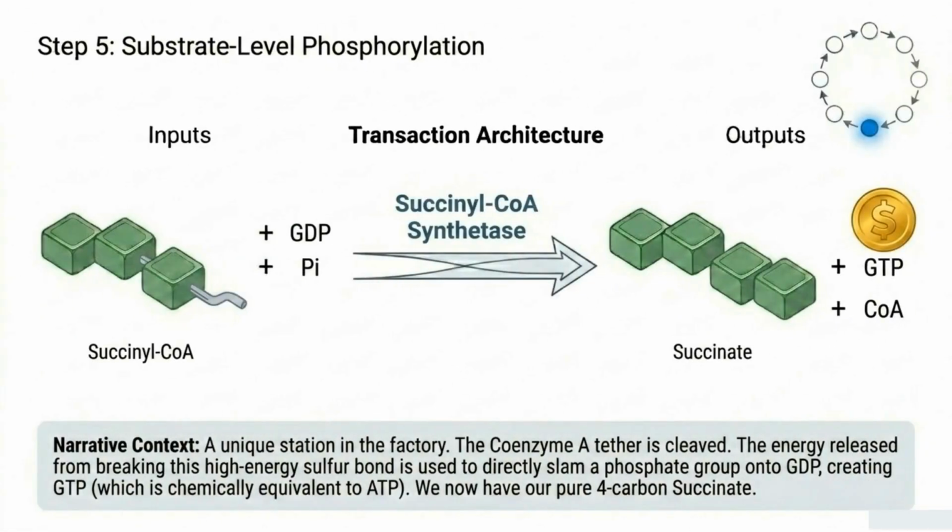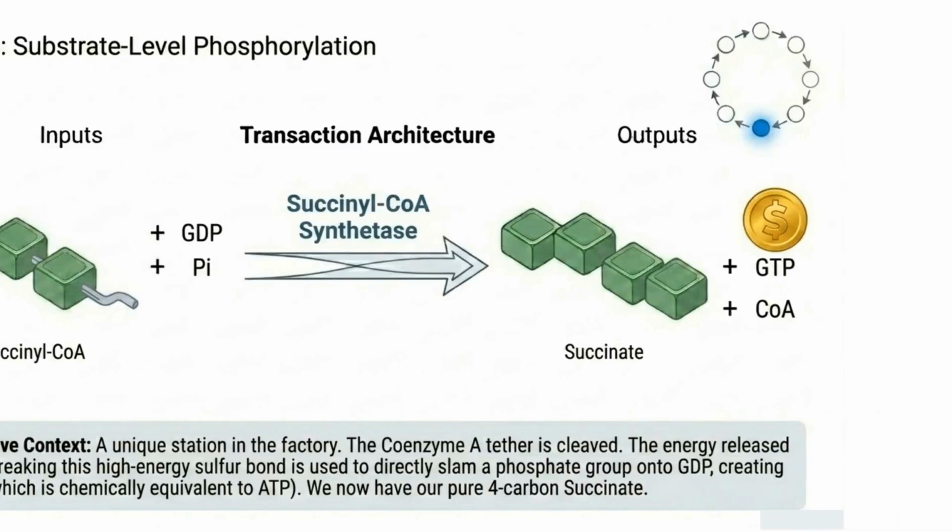Step 5 serves as a highly unique factory station managed by succinyl-CoA synthetase. Here, the temporary coenzyme A tether is cleaved apart. The sheer energy released from breaking this high-energy sulfur bond is immediately harnessed to slam an inorganic phosphate group onto GDP, generating a molecule of GTP. Since GTP is chemically equivalent to ATP, this represents our first direct harvest of cellular energy currency. We are now left with a clean, unattached 4-carbon molecule called succinate.